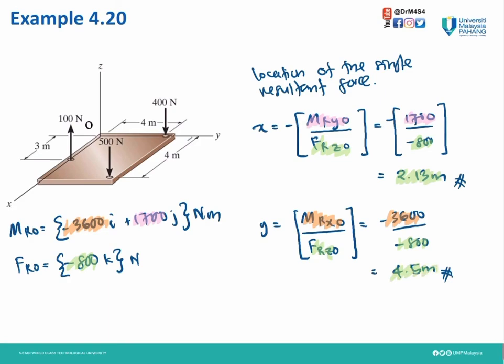So we need to locate that location. So here 2.13 on X. So this is our X. So here is 2.13. And for our Y, 4.5. This is our Y. So this is 4.5 meter. Therefore, this is the location of the single resultant force with the magnitude of 800 Newton. So we find out our single resultant force and the location for that.